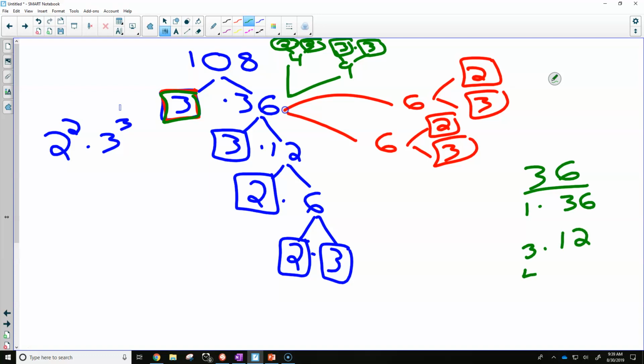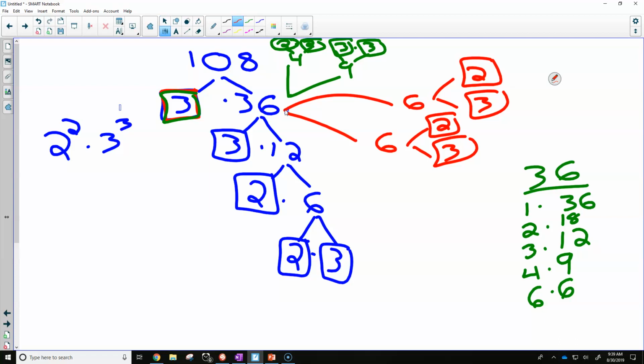You said 4 and 9. 6 and 6. Is there any other way I could have broke up 36? You could have done 2 and 18. Now, just on this one factor tree, I could have had 1, 2, 3, 4 different ways to break up 36. Do you guys know what we call all these right here?